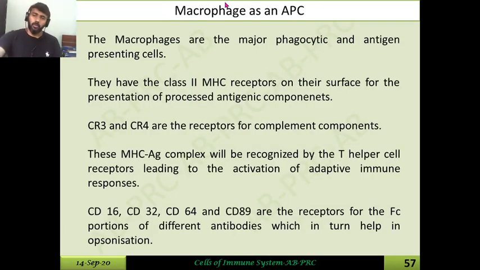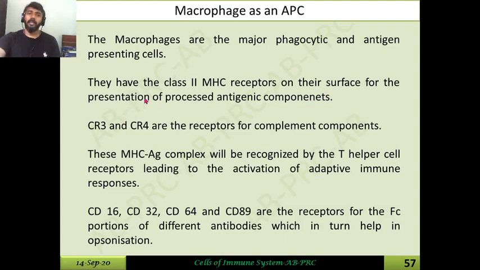Right. So as already said, these macrophages are potent APCs, or they have the capacity to present antigens after processing through the phagocytic reactions. So they have the class 2 MHC molecule, as we have seen in the image, as an important receptor. And these receptors are responsible for the presentation of antigens, especially to the T helper cell.